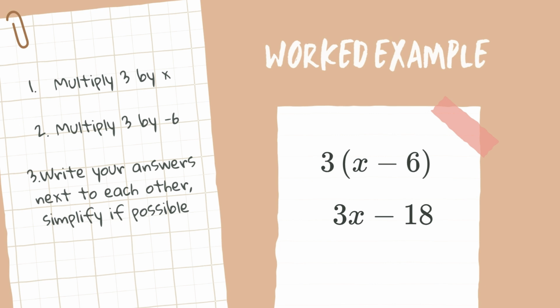Here is also another example. We have 3 outside the bracket, and then we have x minus 6 in the bracket. So to expand this bracket, you'll have to multiply your 3 by x and also multiply your 3 by minus 6. So 3 multiplied by x gives you 3x, and 3 multiplied by minus 6 gives us minus 18. So we write our answer as 3x minus 18.